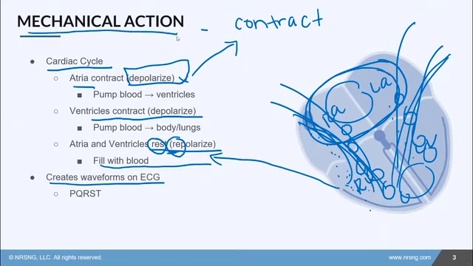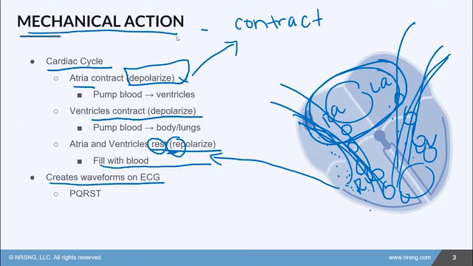And so the electrical conduction is a pathway that we must have in order for the electricity to travel from the top to the bottom. It starts in the SA node, the AV node follows it, and then down the bundle of His, the right and left bundle branches, and the Purkinje fibers. So let's talk about these in a little bit more detail.